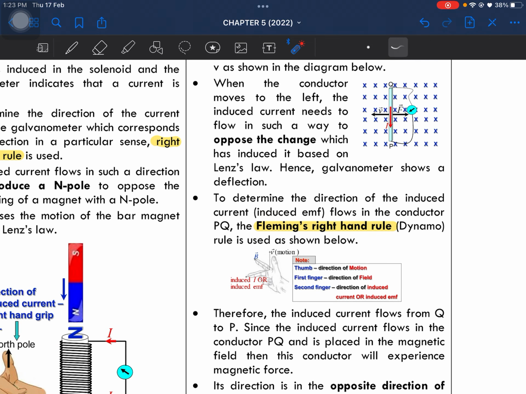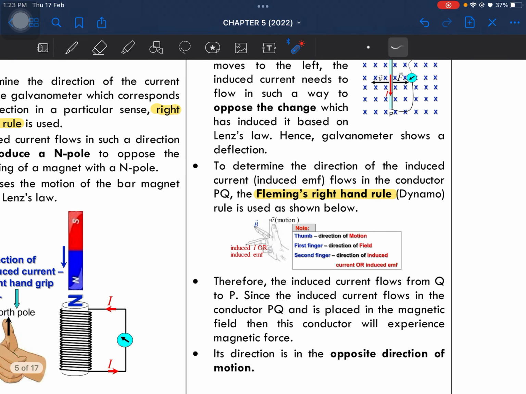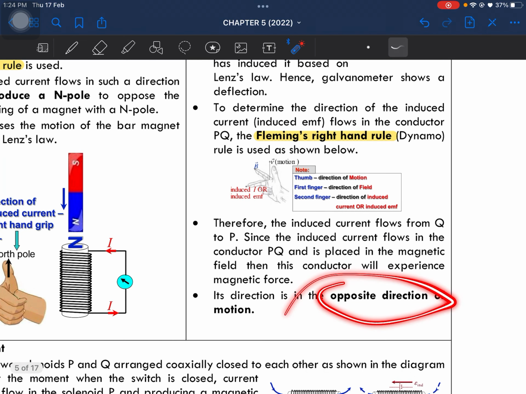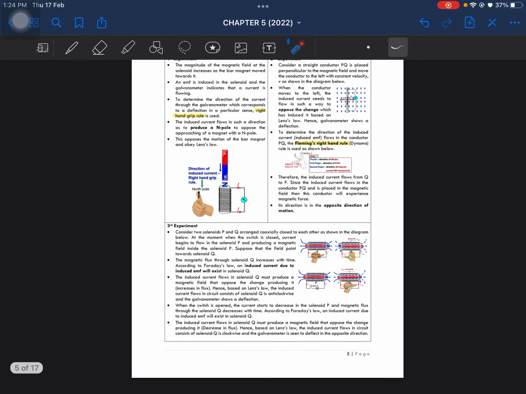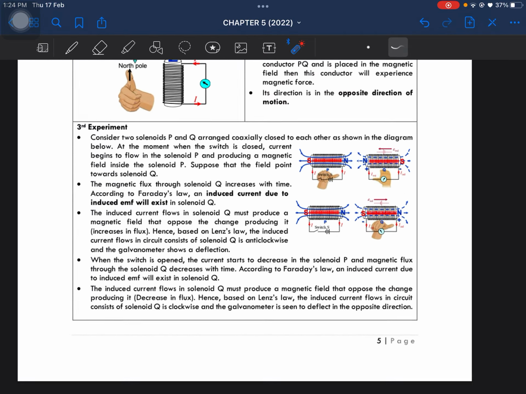Since the induced current flows in the conductor PQ, this conductor will experience a magnetic force. Remember, if there is movement in the conductor and it is placed in a magnetic field, the conductor will experience a magnetic force. So the magnetic force will be in the opposite direction of the motion. Now the third experiment.